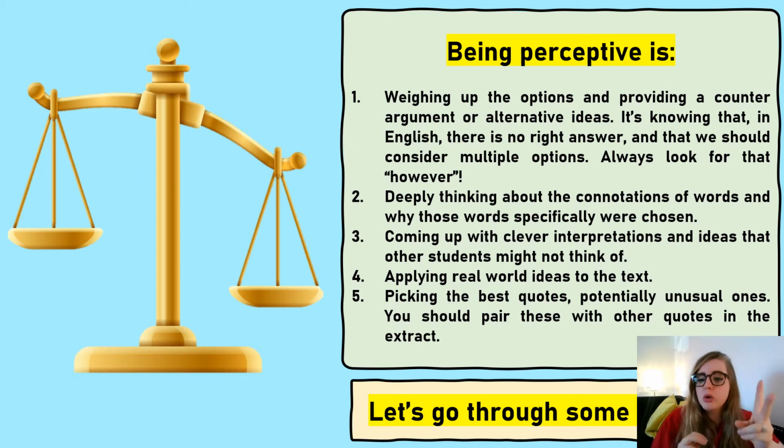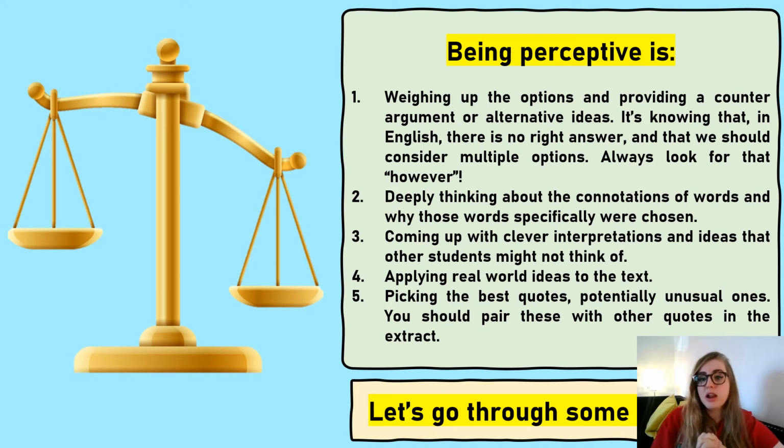Okay. Number two, think deeply about the connotations of words and why those words specifically were chosen. I sometimes say you can also think about what word they could have chosen instead. Why did they say that the rain was sprinting down the window? They could have said that the rain ran down the window. You can talk about words that aren't there and say, well, they picked this word on purpose. The perceptive student will really deeply think about it.